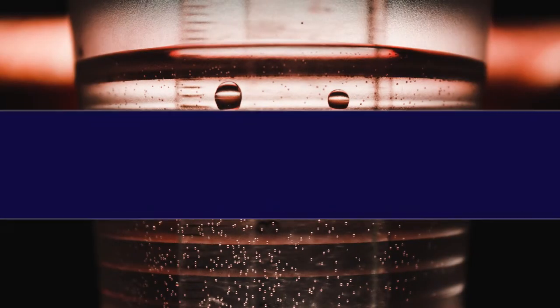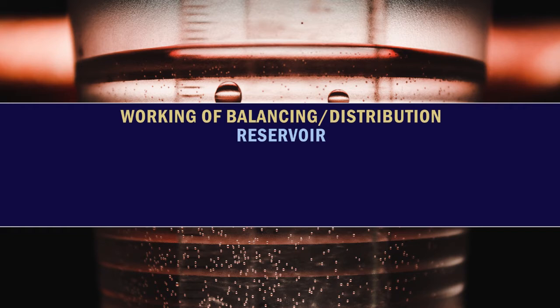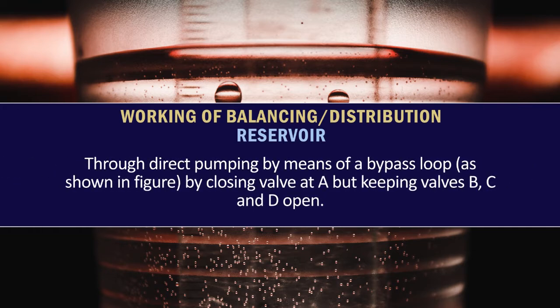Working of balancing or distribution reservoir. When the demand for water exceeds the rate of supply, the water flows into the distribution system both from the elevated distribution reservoir as well as water through direct pumping by means of a bypass loop, as shown in the figure. By closing valve A but keeping valves B, C and D open.